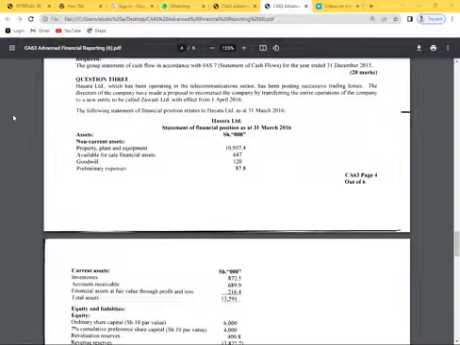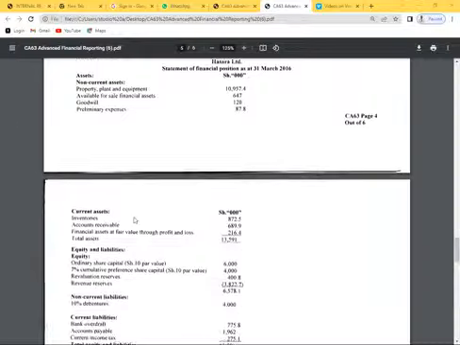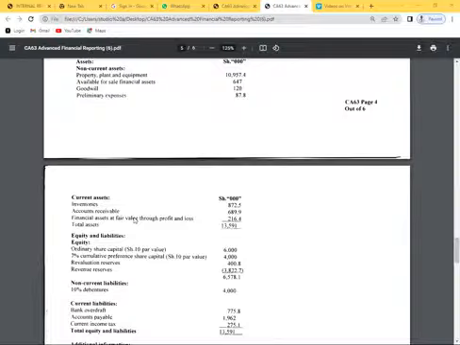From there, we go to the financing bit where I can see equity and liabilities. What am I able to see there? I'm able to see the ordinary share capital. So I have share capital. After share capital, I have preference share capital. After preference share capital, I have revaluation reserves.